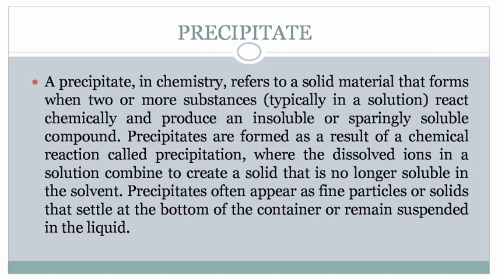Next is precipitate. A precipitate, in chemistry, refers to a solid material that forms when two or more substances, typically in a solution, react chemically and produce an insoluble or sparingly soluble compound. Precipitates are formed as a result of a chemical reaction called precipitation, where the dissolved ions in a solution combine to create a solid that is no longer soluble in the solvent.